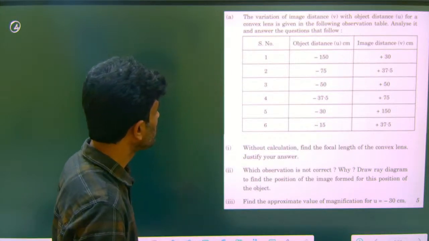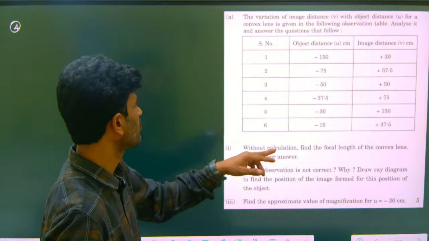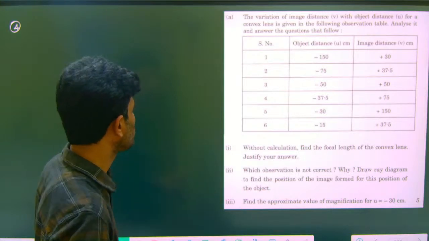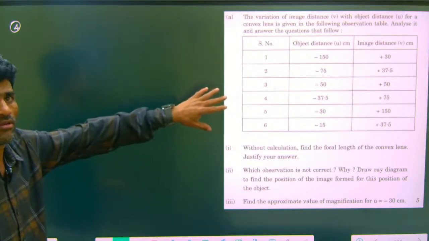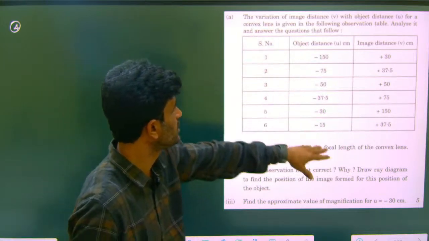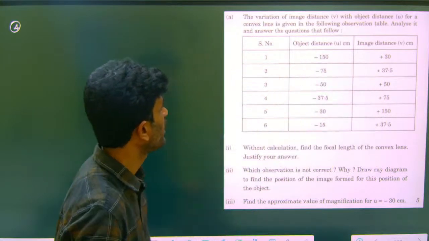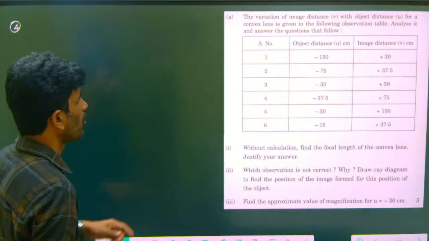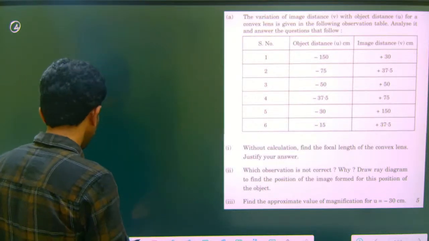First one, without calculation, find the focal length of the convex lens. Justify your answer. Here information is given in a table. Object distance and image distance are given, and we have to find out the focal length.